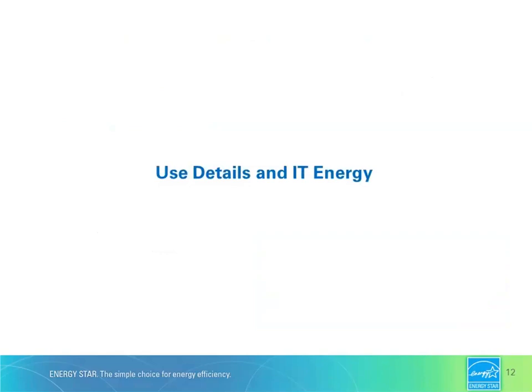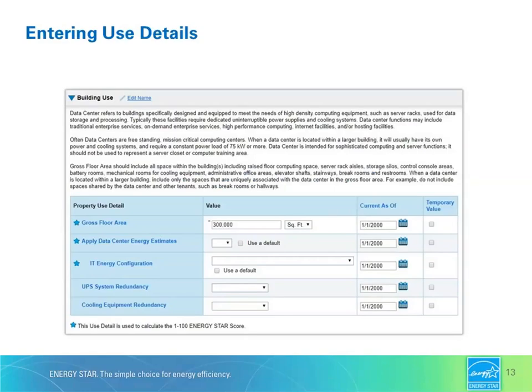Okay, so now that we know the technical details of how data centers are scored, we're going to look at the practical details of benchmarking in Portfolio Manager. First, we'll talk about entering use details. Even though IT energy is the only detail that's used to calculate the predicted PUE of a data center, there are a few other details that Portfolio Manager asks for when you set up your property. The first is gross floor area, which is the first detail shown here on the slide.